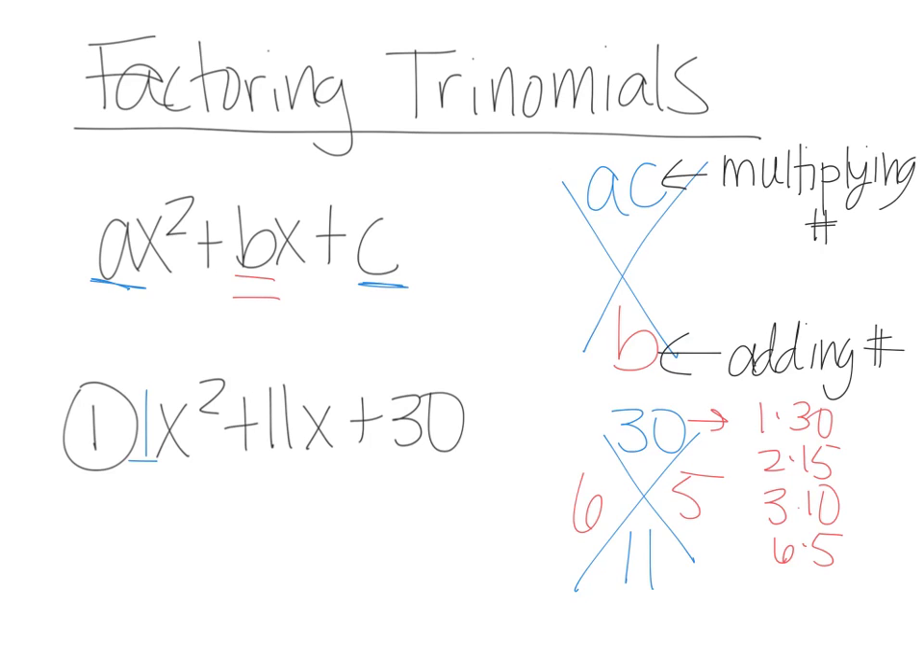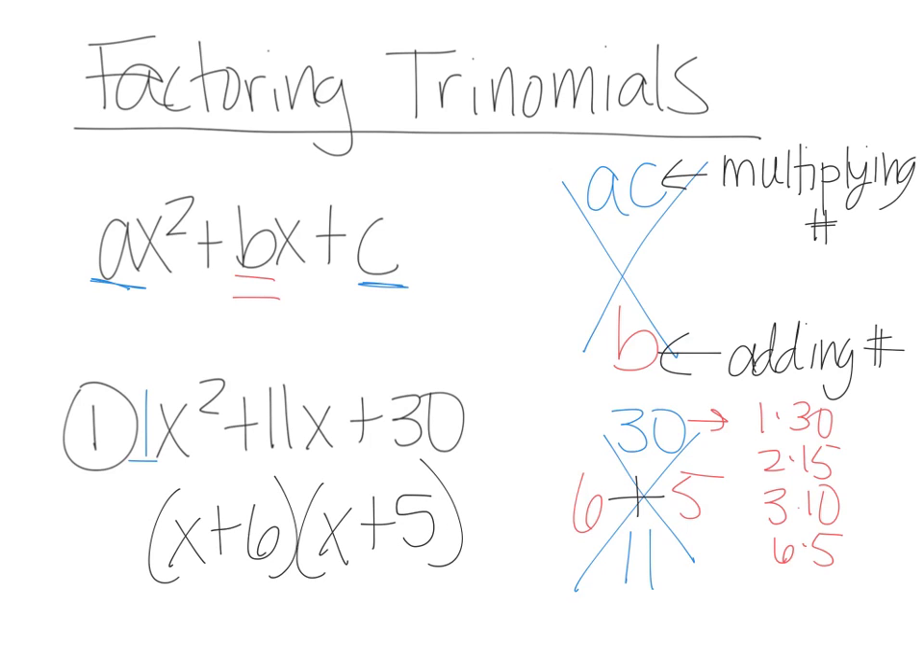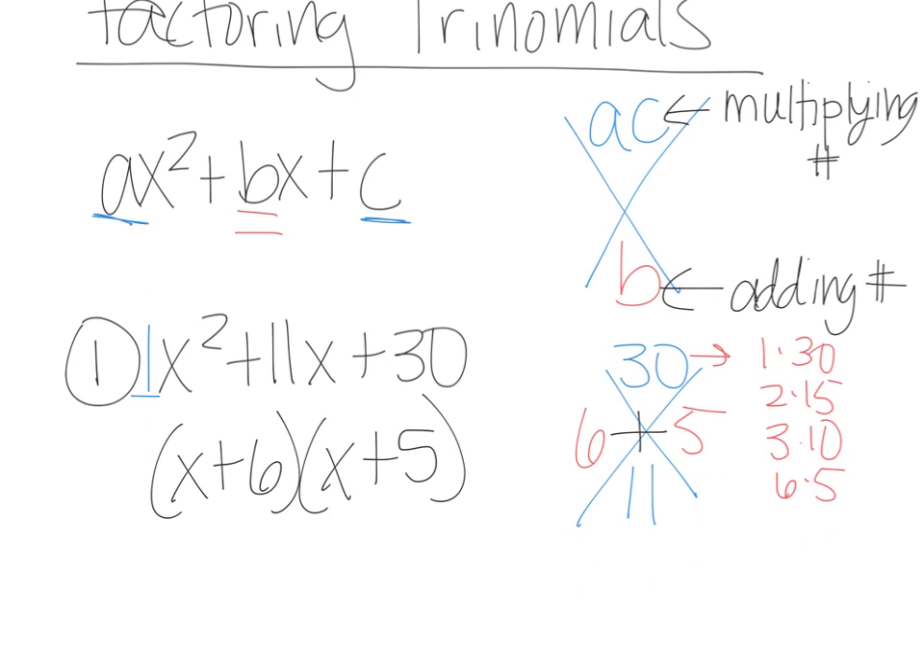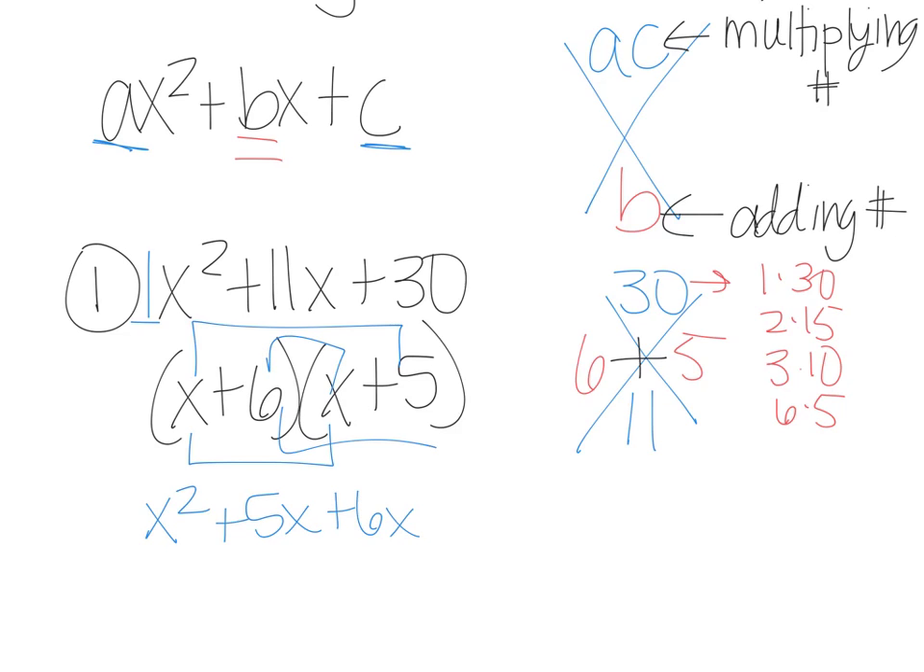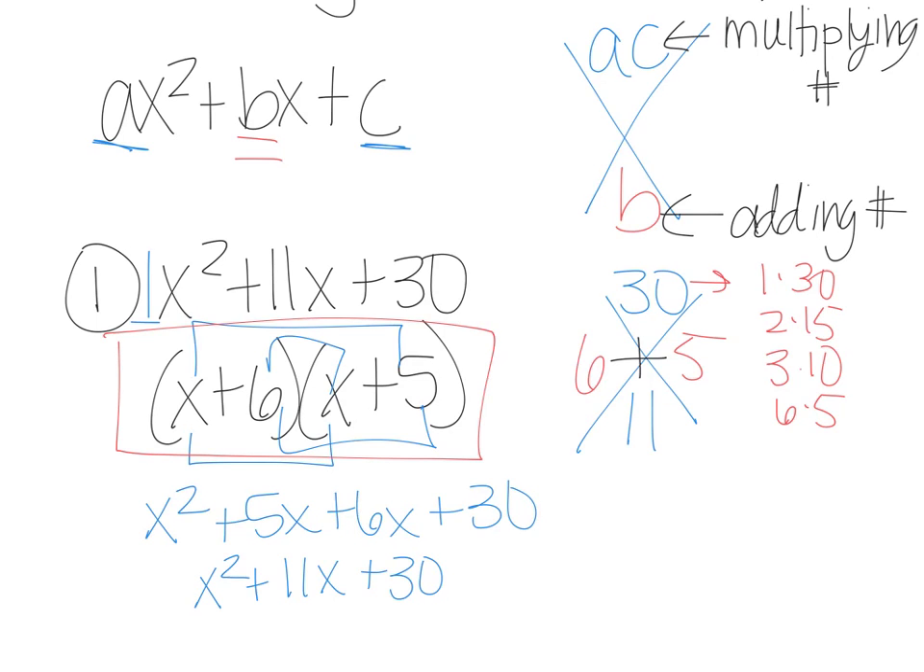Sometimes you're going to think of them right away. You write them down, just double check. Make sure when you multiply them, 6 times 5 is 30, and when you add them, 6 plus 5 is 11. So that is your answer. We write that into two separate factors with an x in them. So your answer would be x plus 6 times x plus 5, because if I were to FOIL this back together, I'm going to get x squared plus 5x plus 6x plus 30. And when I put my middle back together, I get x squared plus 11x plus 30. So you don't have to show the check. I'm just showing you that that really does work. This right here is enough for your final answer on your Algebra Review page.